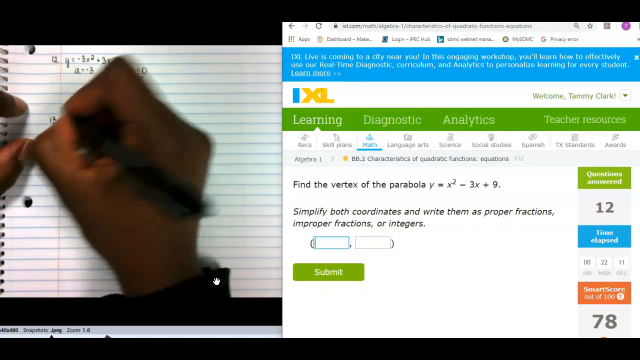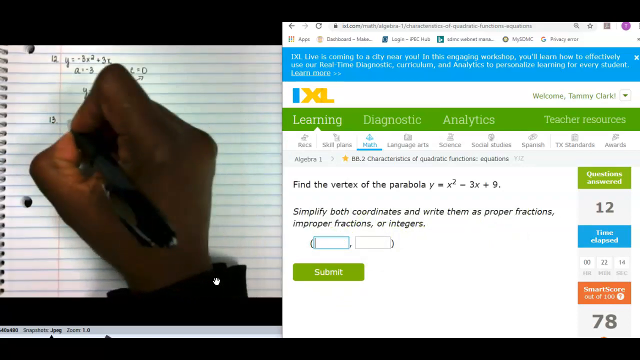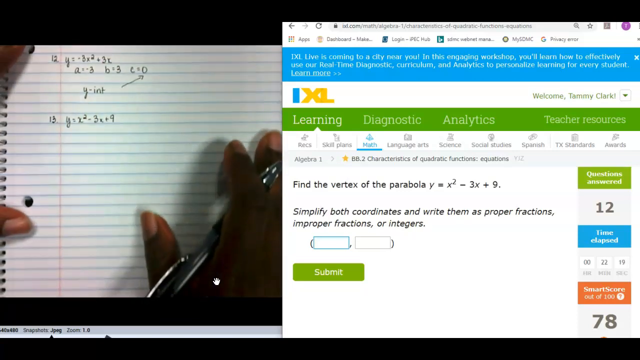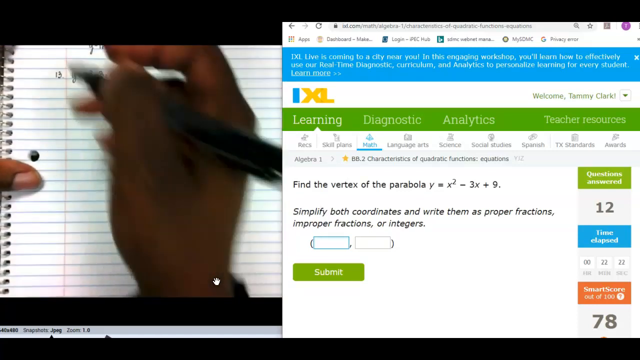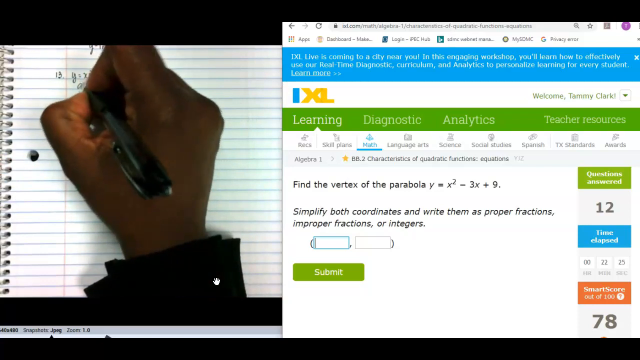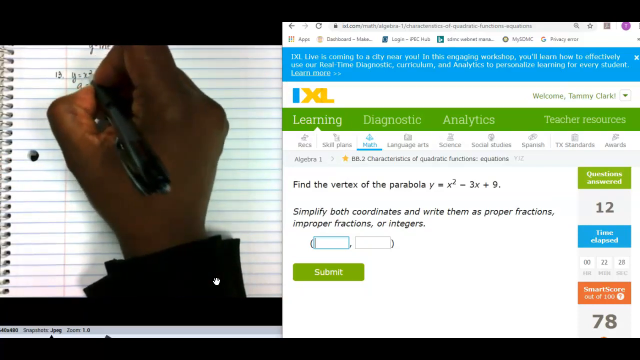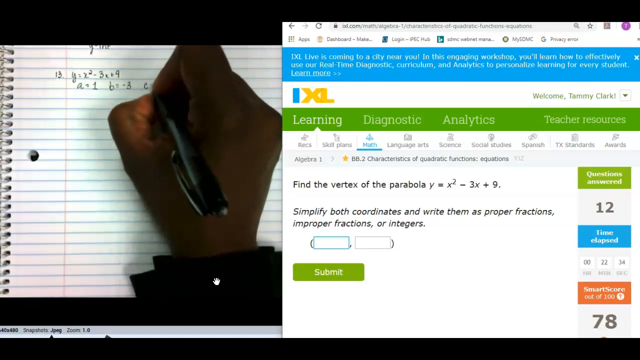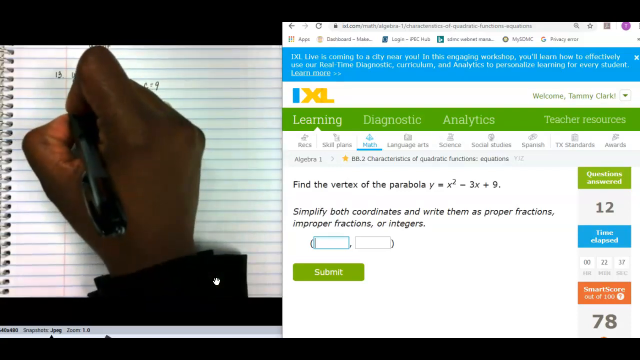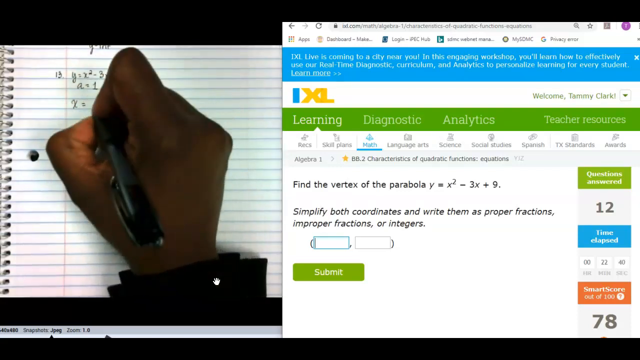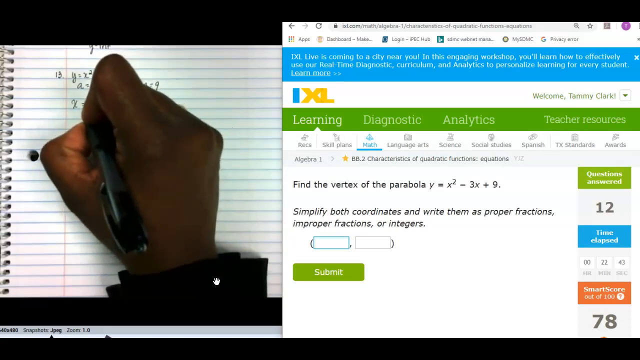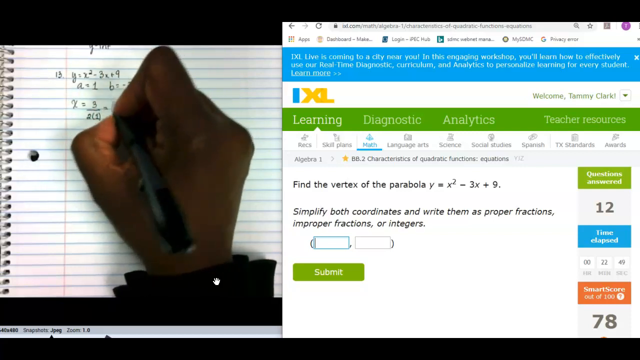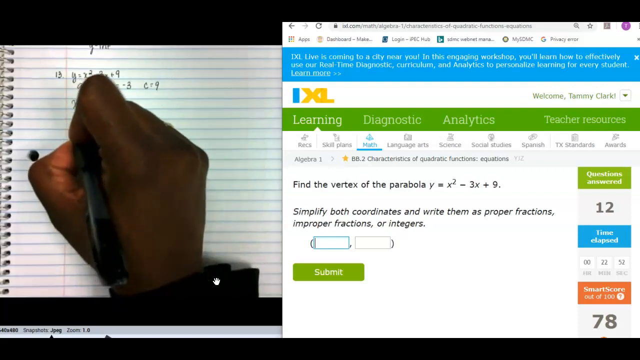And we have our next question. Find the vertex of the parabola y is equal to x squared minus 3x plus 9. We're going to use the axis of symmetry formula or equation to do that. So A is 1 because there's a 1 in front of the x squared term. B is -3. And C is +9. So we have x is equal to the opposite of the b term, which would be 3, divided by 2 times 1, which is 3/2.